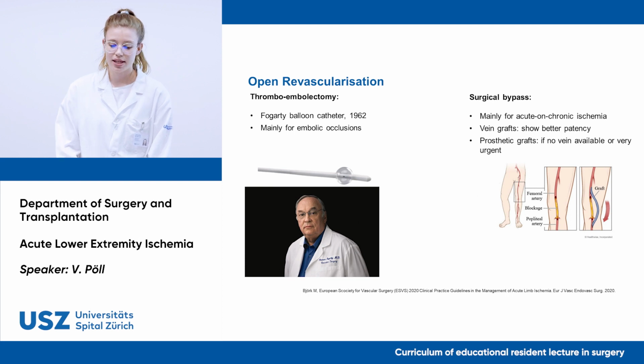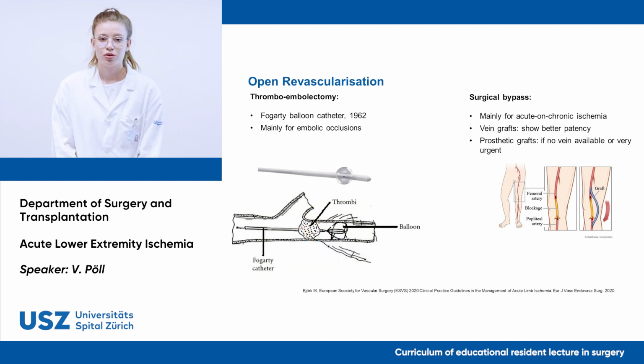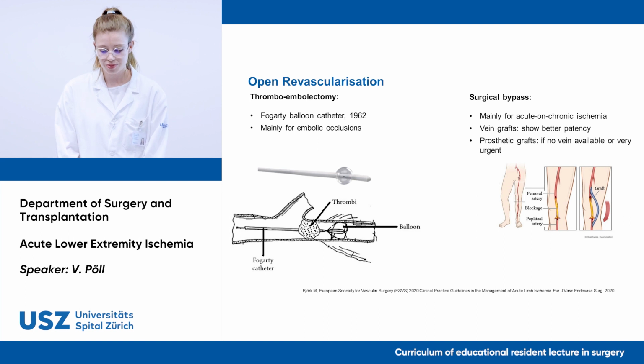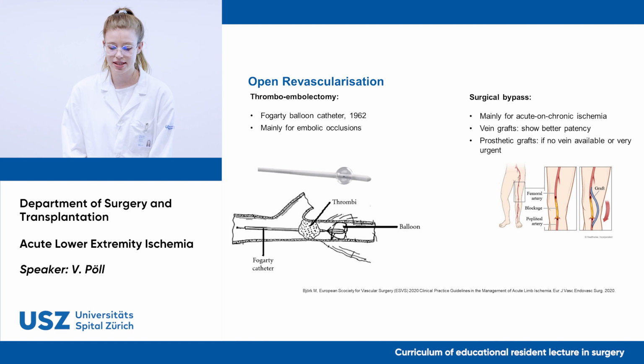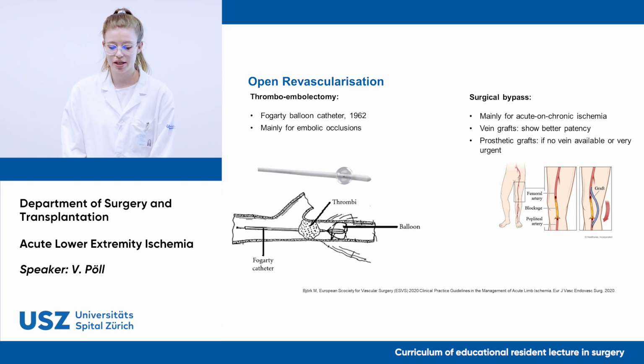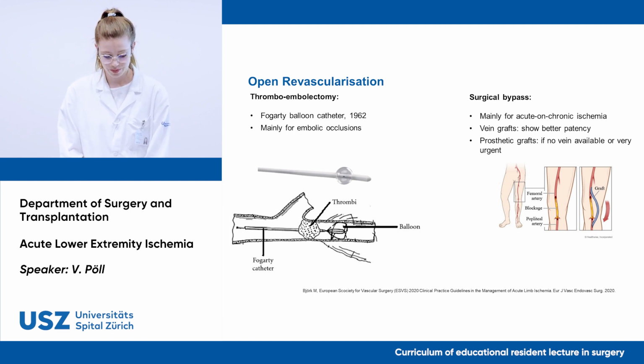Thromboembolectomy includes the Fogarty balloon catheter that was invented in 1962 by the US surgeon Tom Fogarty. It's mainly used for embolic occlusion. So how does it work? You make a single incision and go through either the femoral artery or through the popliteal artery. And then the catheter passes through the thrombus itself and lies down. And then the balloon gets filled with fluid, gets expanded. The catheter is getting pulled back and should thus remove the thrombus.